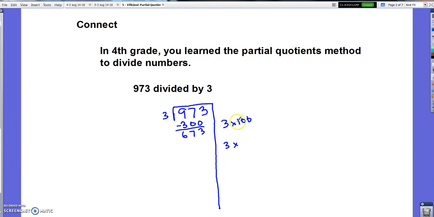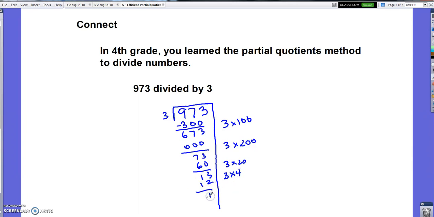And then I could do another 100. Actually, I might be able to do another, I'm going to go a little quicker, maybe another 200. And that would be 600 to take away. And now let's see, 73. Maybe I want to do a group of 10, maybe 20. 3 times 20 is 60. That leaves me with 13, and then I can do 3 times 4 is 12.